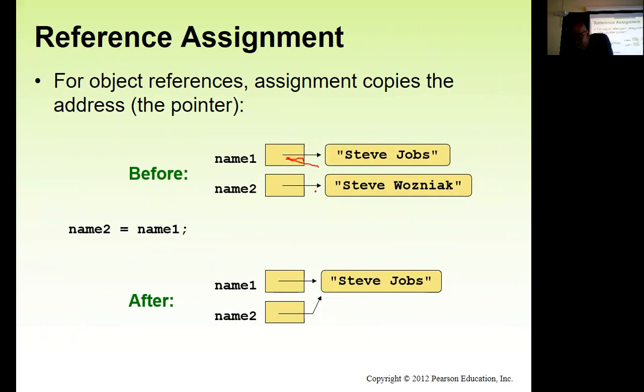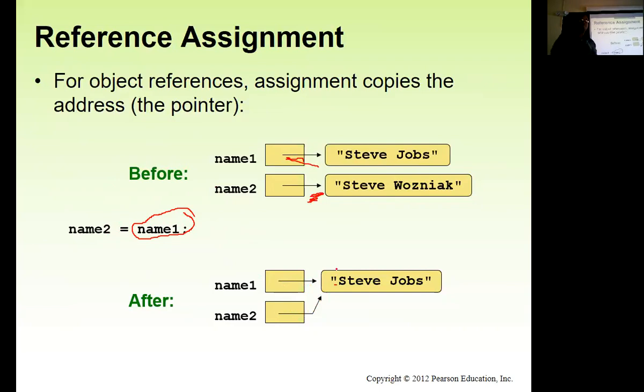And name 2 is pointing to Steve Wozniak, right? Now if I assign name 1 to name 2, it doesn't copy the value. It copies the address that is in name 1 into name 2, so that both of them will have the same address. It means that both of them will be pointing to the same object.